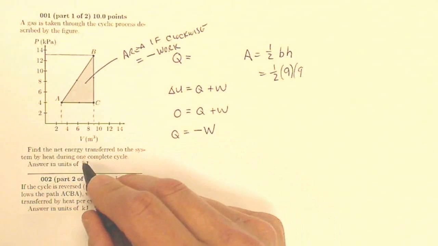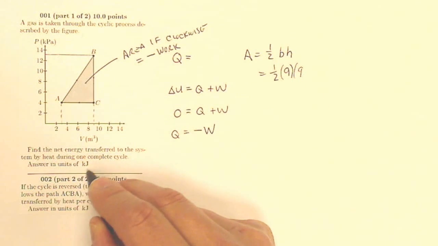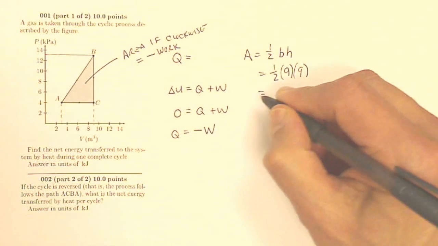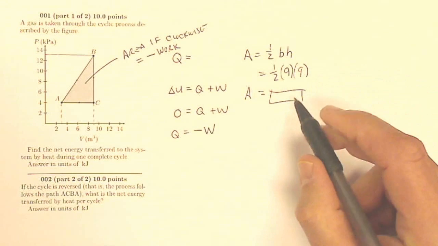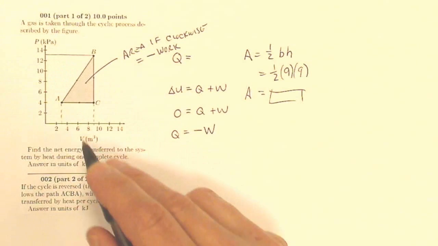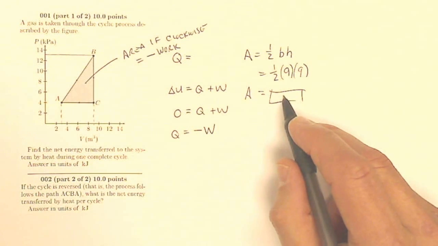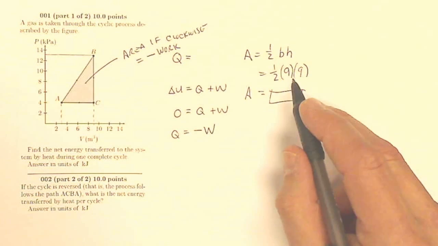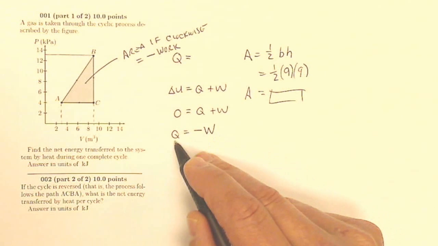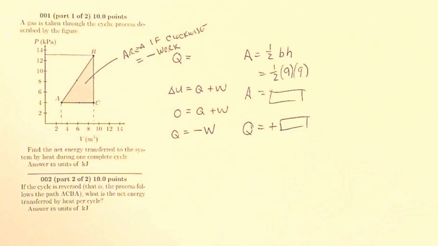I'm going to take a little shortcut because if I did pascals, this would give me joules, but I want kilojoules, so I'm just going to leave that 9 there. So it's 1/2 of 9 times 9. That'll give me my area, and that's going to be some positive amount of work. And if I plug in kilopascals, I'm going to get kilojoules. If I plugged in pascals, I'd get joules. So that area is going to be the work, and that's going to be a negative number. But I negative a negative and I get a positive, so that's going to be my Q. It's going to be a positive number for the amount of Q that I have to add going once around the circle.